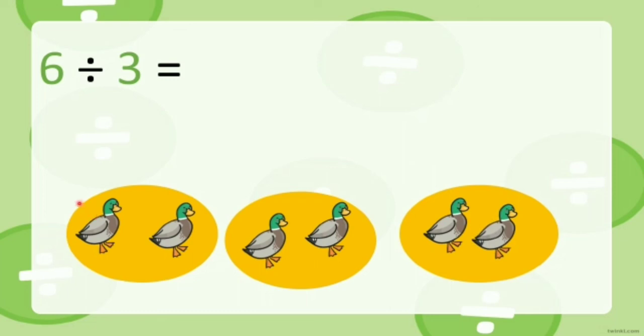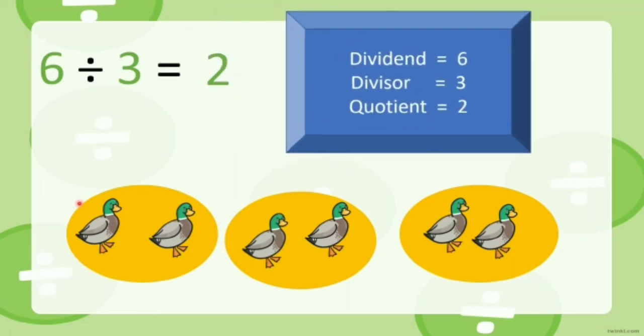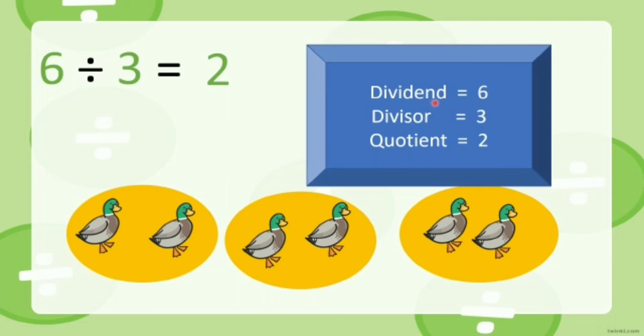Yes. Now what do you see in the picture? How many ducks are there in each group? It is 2. So we can write it: dividend here is 6 because we divided the 6 ducks here. Divisor is equal to 3, that is, the number of groups we formed here is 3. Quotient is equal to 2, that is, the number of ducks we get in each group is 2.